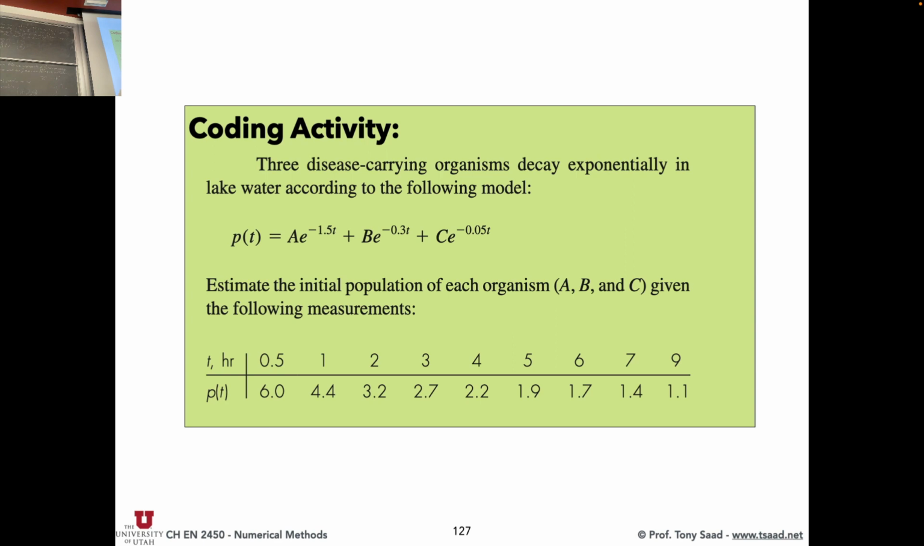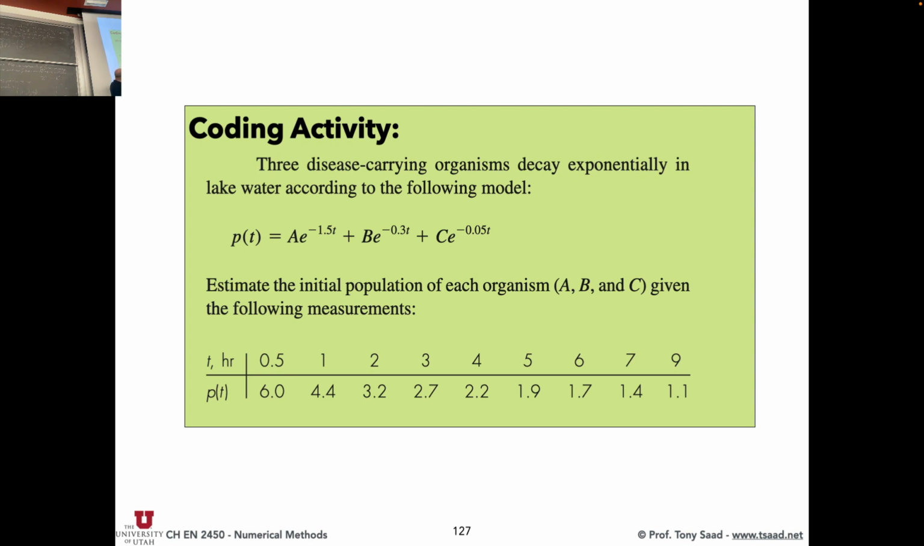P is the population, the bacterial population, which could be in millions or thousands. Now they're asking to estimate the initial population of each organism. What is the initial population? It's at t equals 0. And at t equals 0, the initial population for organism A is A, for the second organism it's B, and for the third organism it's C. And you have only the following measurements taken at 0.5 hours, 1 hour, 2, 3, 4, 5, 6, 7, 9 hours into the growth of these organisms.